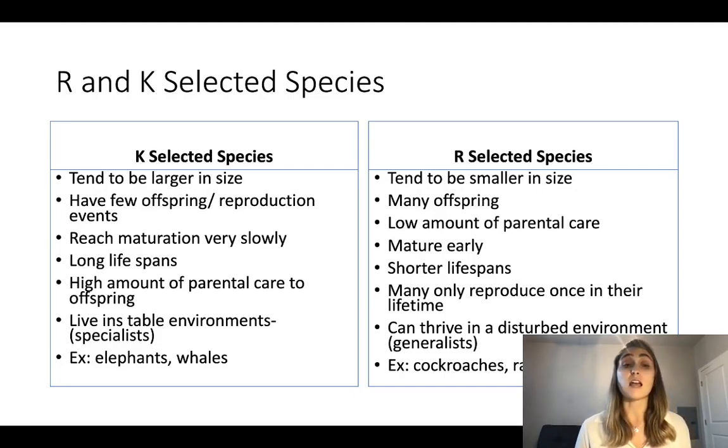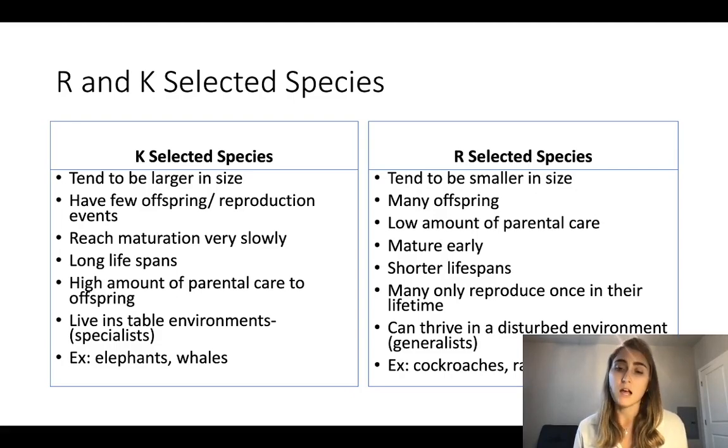very slowly. They're not able to produce offspring until 15 to 20 years into their lifetime. They may only have 1 to 2 offspring, and they will take care of their young for 10 to 15 years before their young are kind of sent off to live on their own. And they are most definitely larger in size. So those are some pretty characteristic K-selected species.